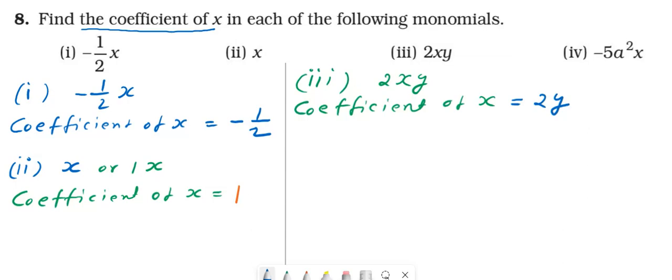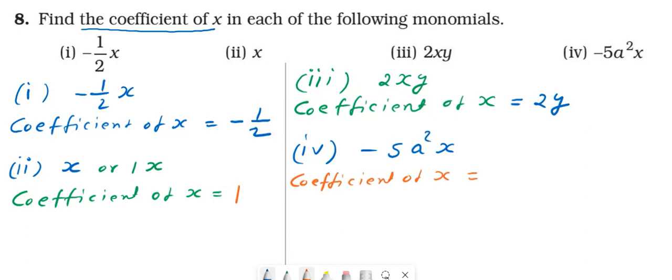Now beta, fourth part, minus 5a square x. Here the coefficient of x is, beta, what is coefficient? Everything other than the variable. So minus 5a square is the coefficient of x. I hope the concept is clear.